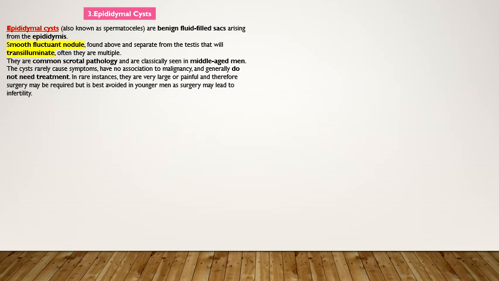The third condition that arises from an extra-testicular origin is the epididymal cyst. What is an epididymal cyst? The epididymal cyst, also known as spermatocele, is a benign fluid-filled sac. These are cysts that arise from the epididymis, and they are usually smooth and fluctuant nodules found above and separate from the testis. Very important, separate from the testis.